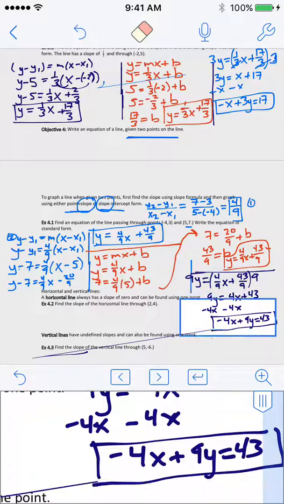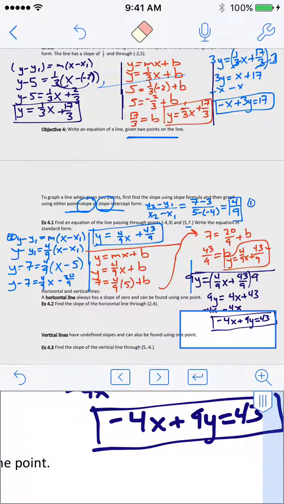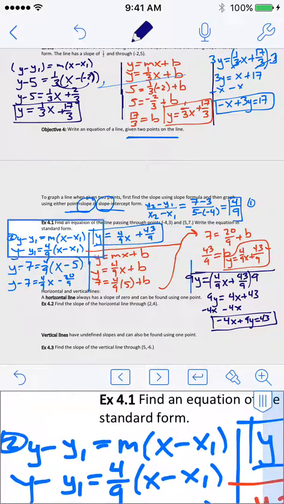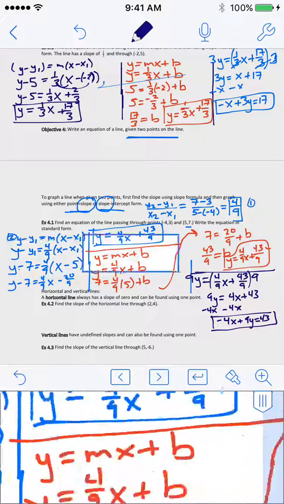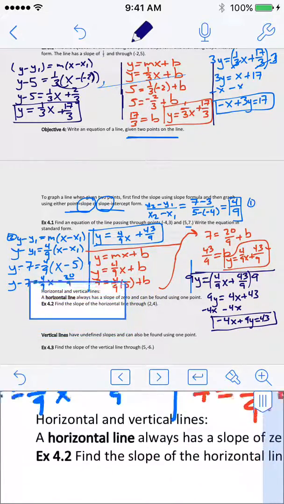Alrighty. Pause the video now if you have any questions about converting between these three forms. Whether you're going through point-slope form, slope-intercept form, or standard form, please make sure you get those questions answered, okay?